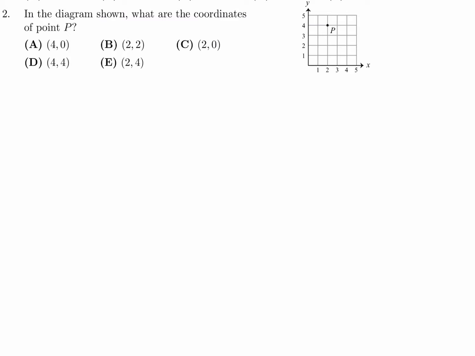In the diagram shown, what are the coordinates of P? So we've gone 2 across and we've gone 4 up. 2 across and 4 up is the point (2, 4). Number 2, that would be E.